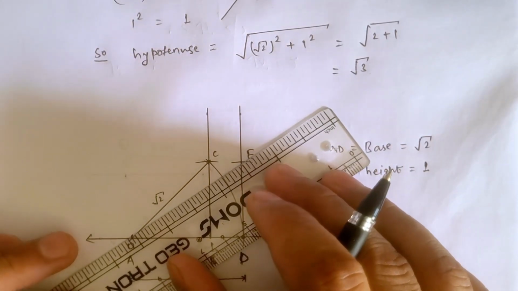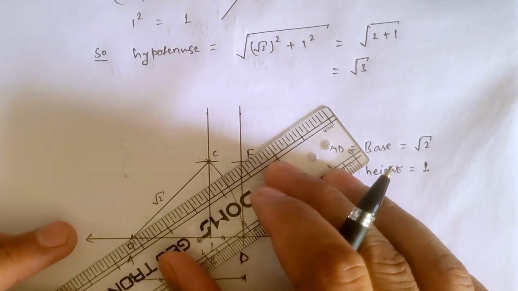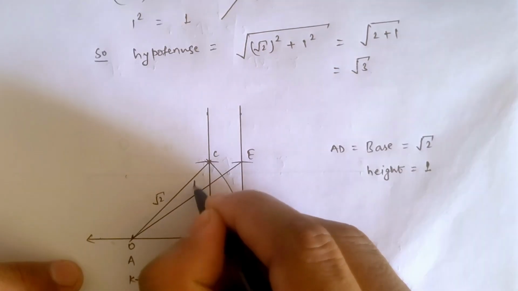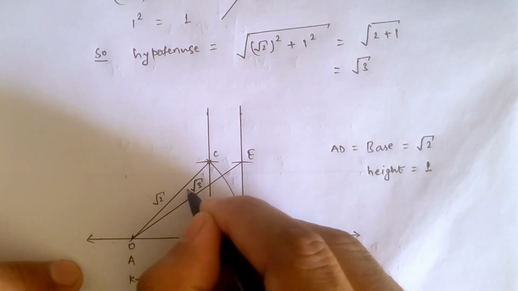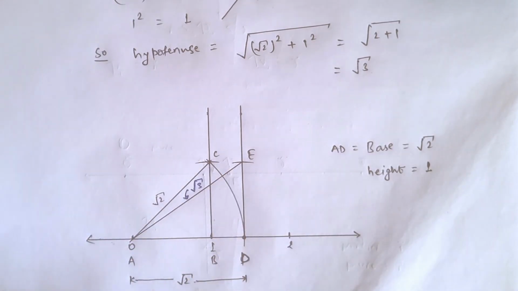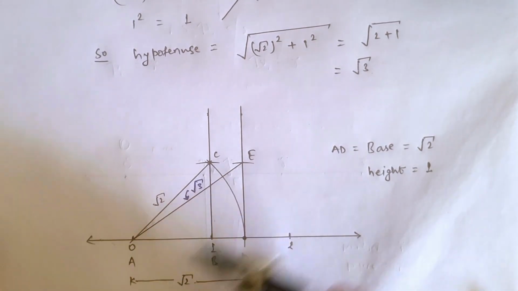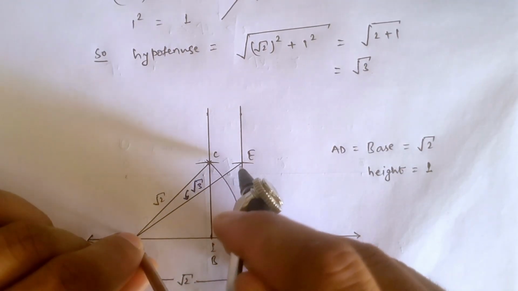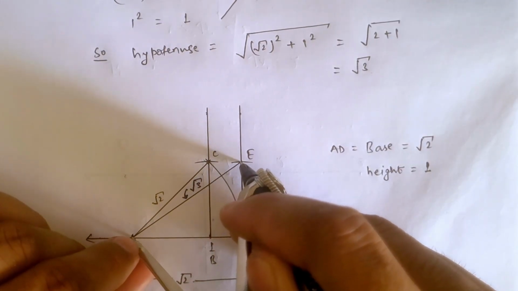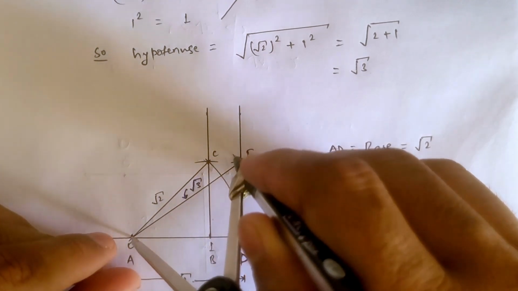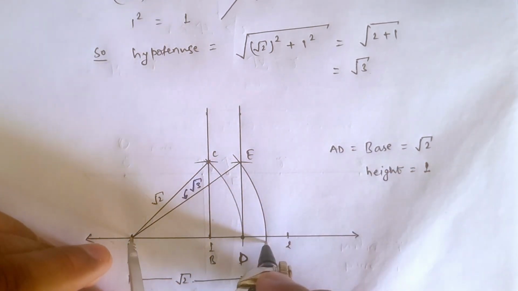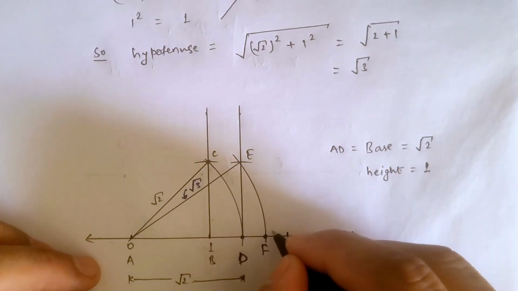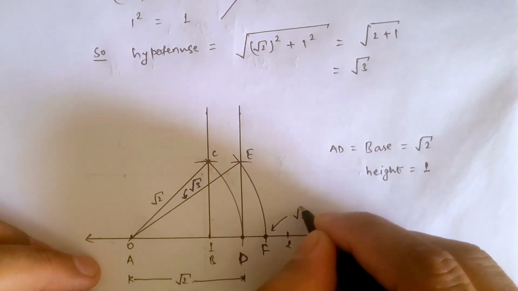Now we construct our right angled triangle ADE. This length is square root 3. Since we have to mark this length on this number line, we take the measure of square root 3 and we mark this on the number line. So this point F is representing our square root 3.